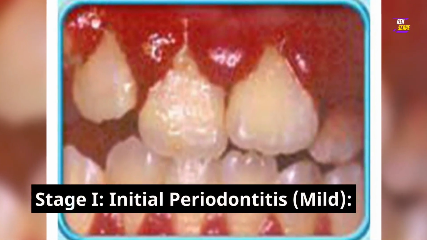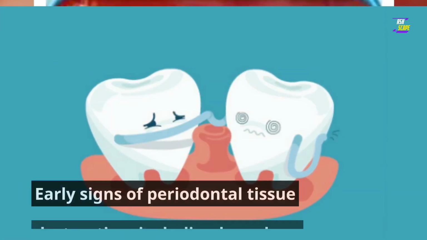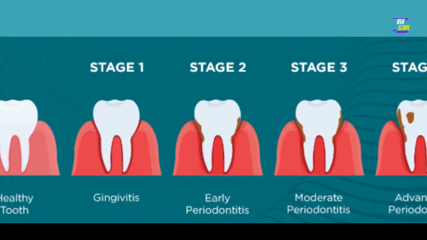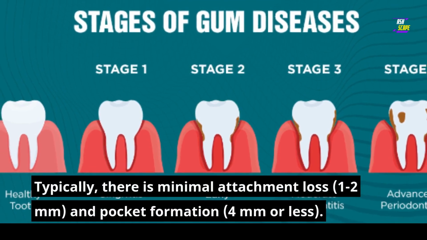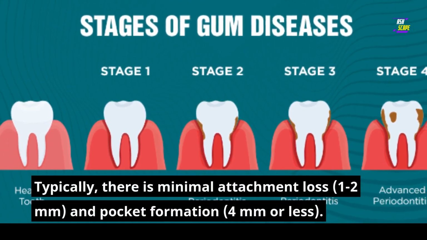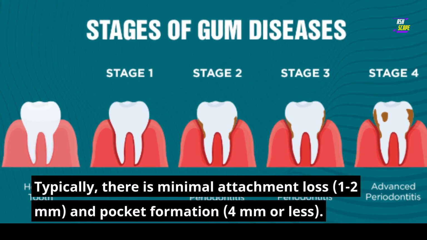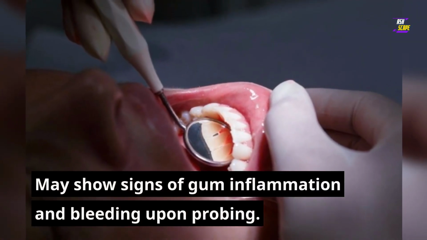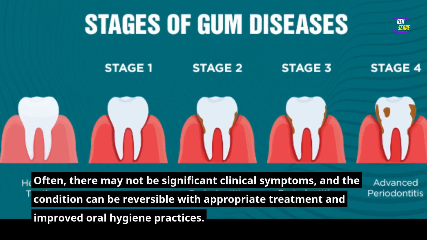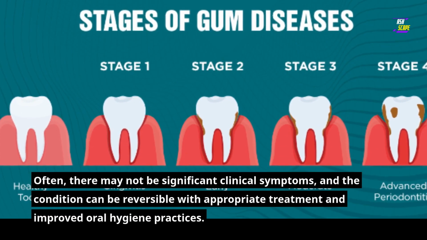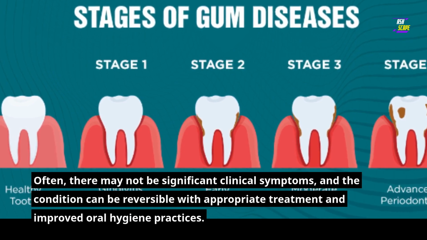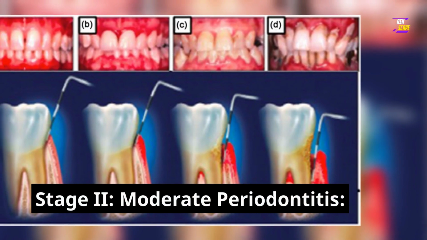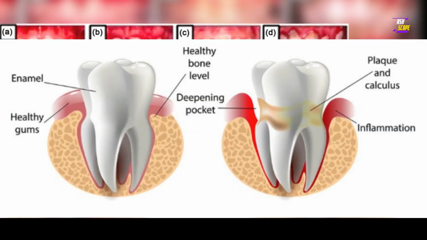Stage I, initial periodontitis, mild. Early signs of periodontal tissue destruction, including bone loss. Typically, there is minimal attachment loss, 1 to 2 mm, and pocket formation, 4 mm or less. May show signs of gum inflammation and bleeding upon probing. Often, there may not be significant clinical symptoms, and the condition can be reversible with appropriate treatment and improved oral hygiene practices.